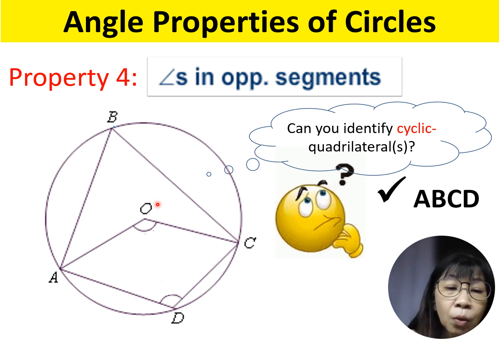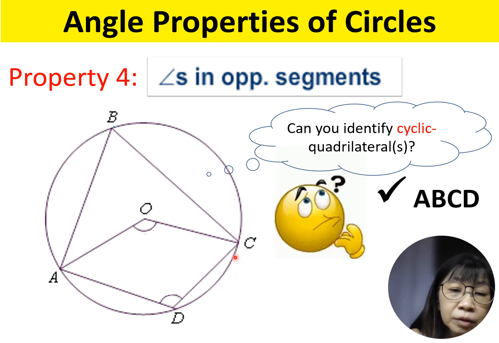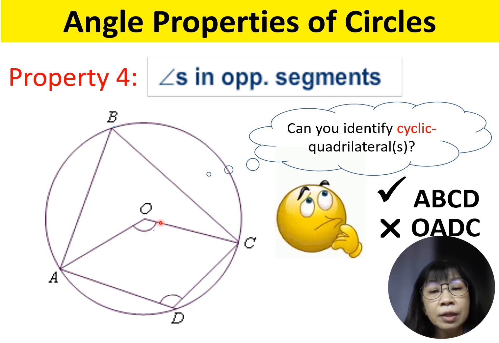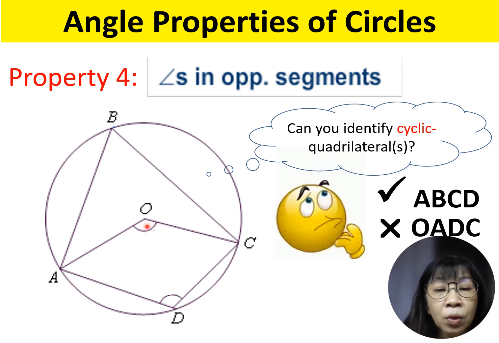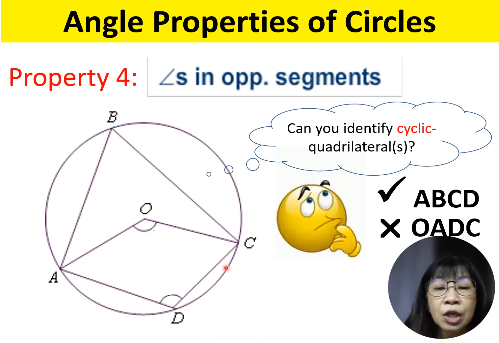Now, how about O, A, D, C? Is this O, A, D, C a cyclic quadrilateral? No, the answer is no. It is simply because point O here is at the center. It is not on the circumference itself. So therefore, OADC is not a cyclic quadrilateral.